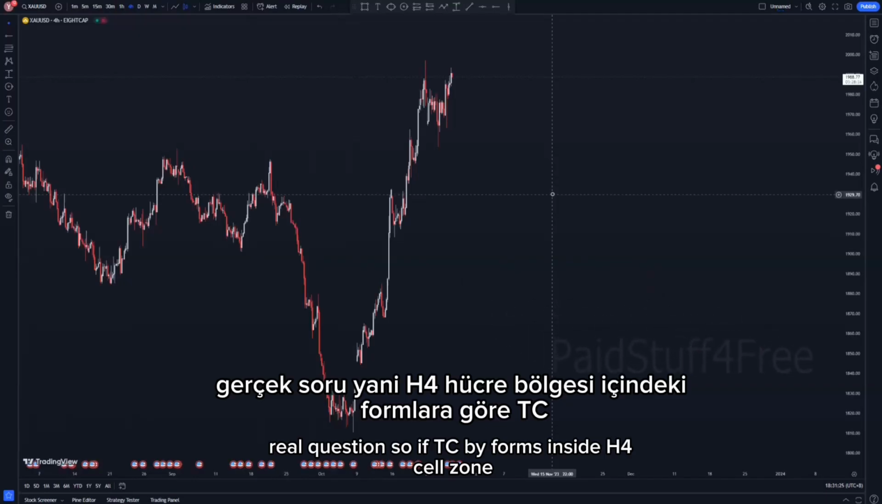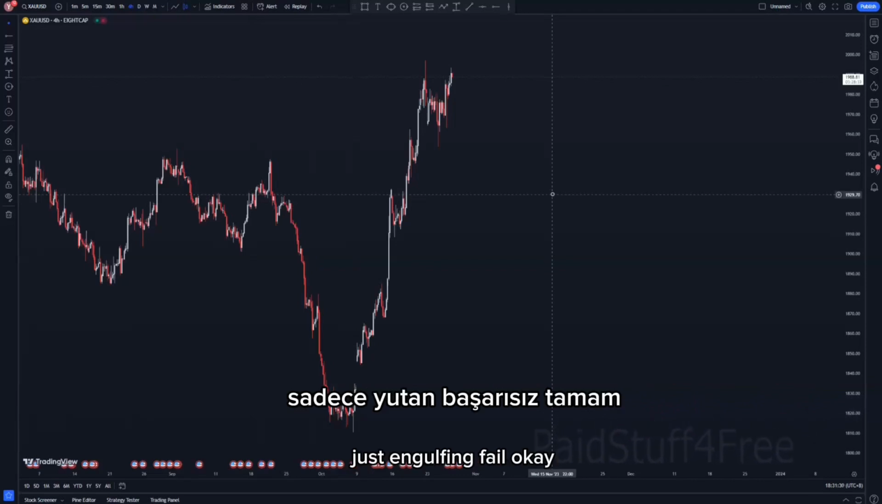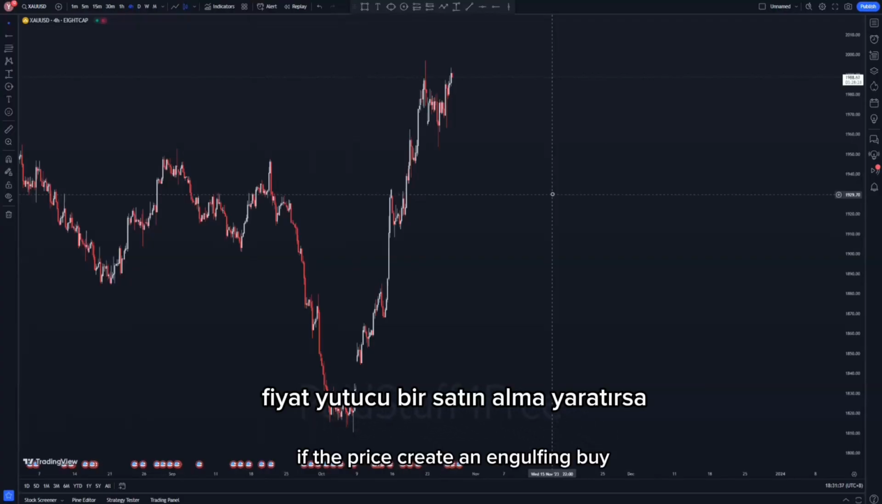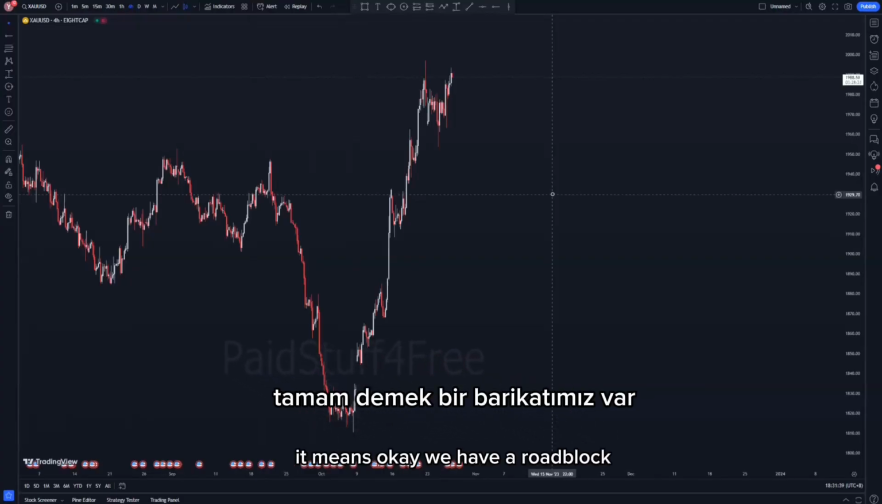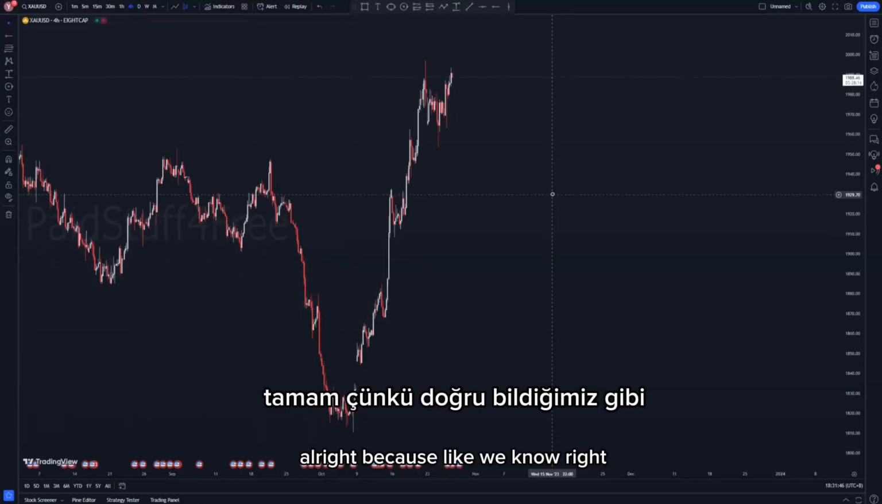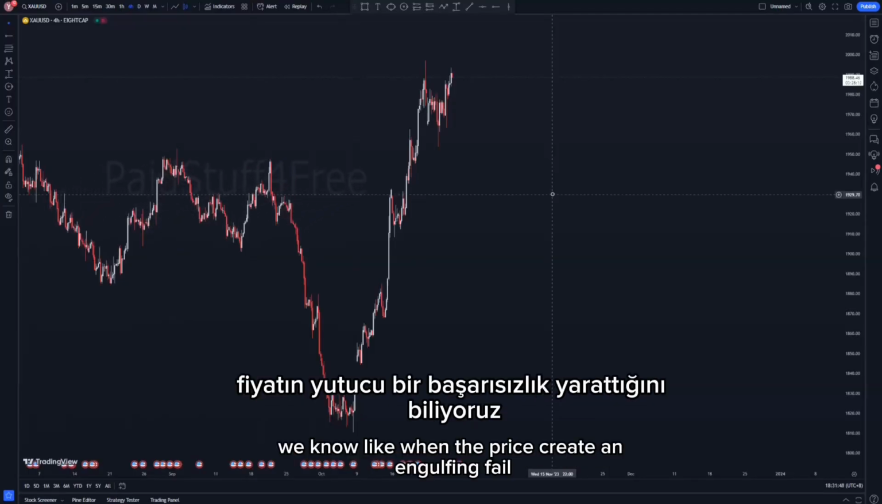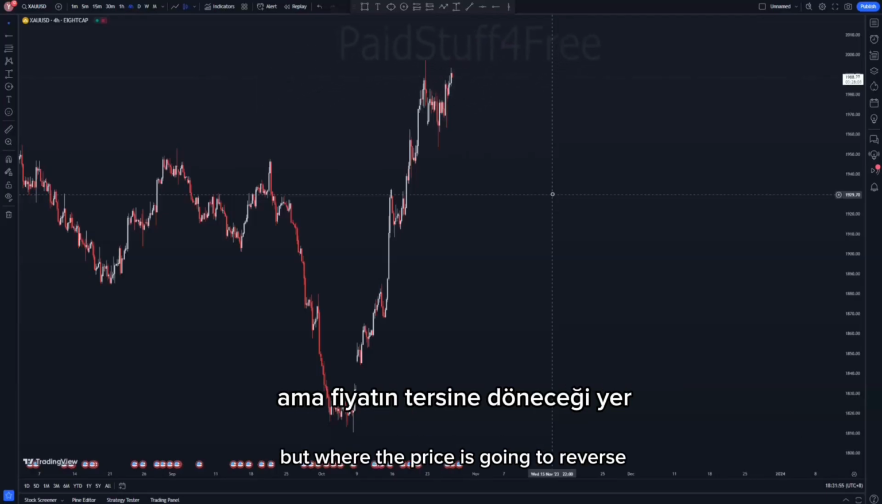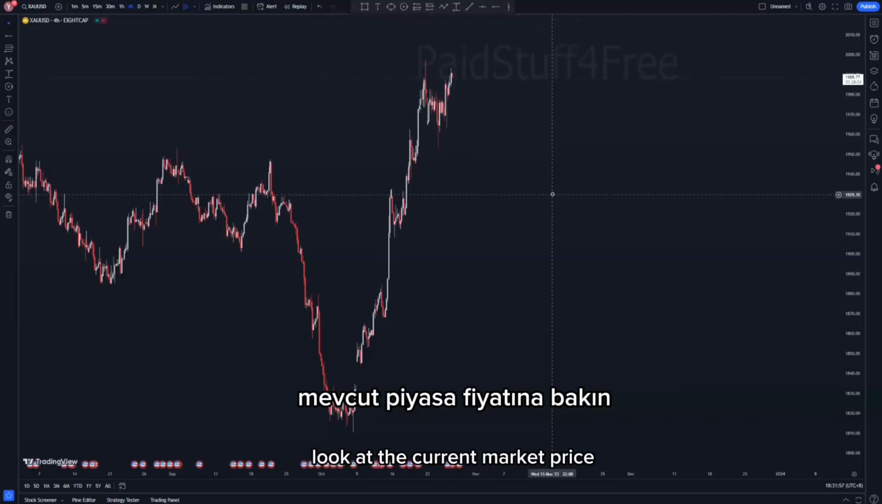So if TC buy forms inside an H4 sell zone, we can look for buy. No, just engulfing fail. Okay, just engulfing fail. If the price creates an engulfing buy inside of the H4 sell zone, it means, okay, we have a roadblock. That's it. And we need to monitor that roadblock, right? Because we know that when the price creates an engulfing fail, it shows us the price is going to make a reversal. But where the price is going to reverse, look at the current market price.